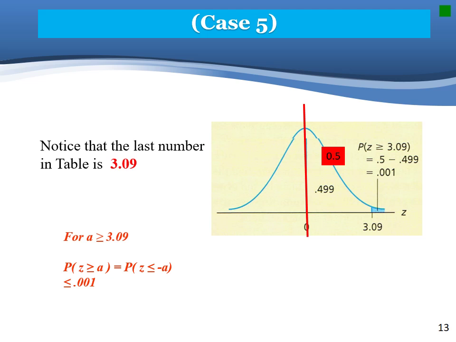Note that the last z-score in the table is 3.09. That is, for any number bigger than 3.09, the two-tailed area, the probability, will be smaller than 0.01.